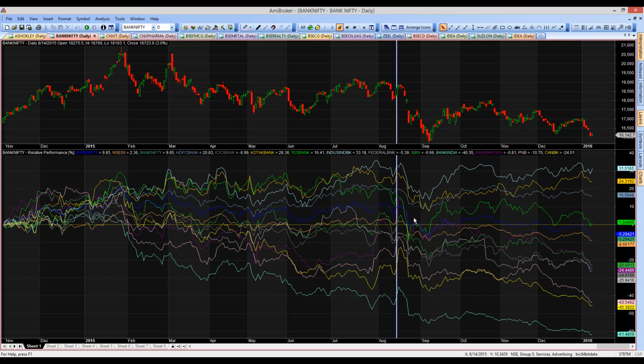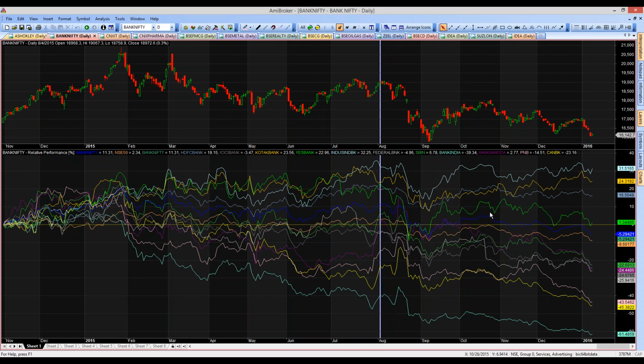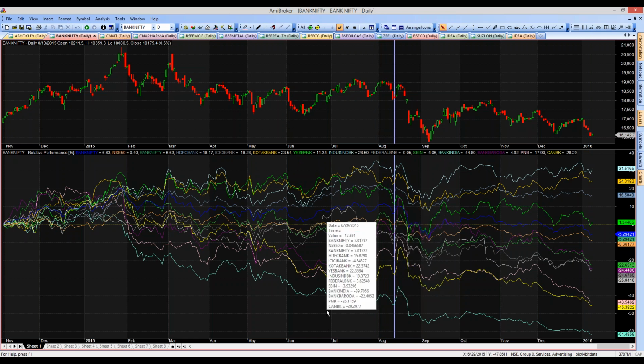So if you're with this line here, please note that if you look at the bottom three lines, they all went up, but SBI did not go up. That's the bright green neon line here. So this is what relative performance can do.